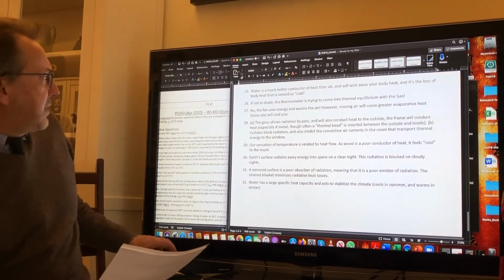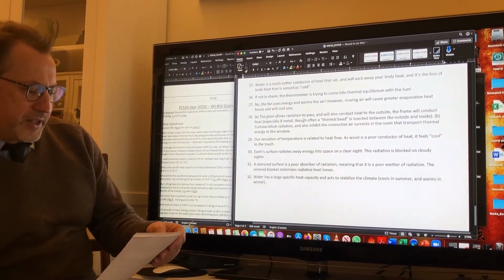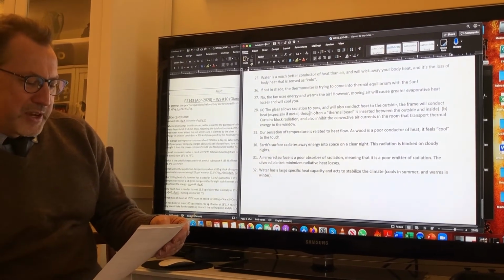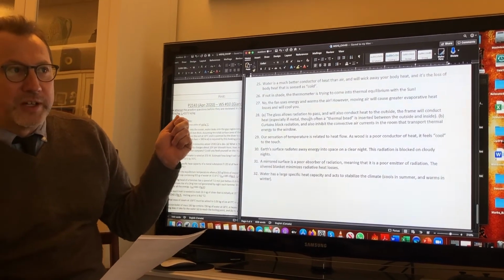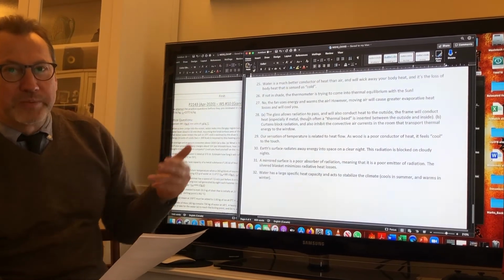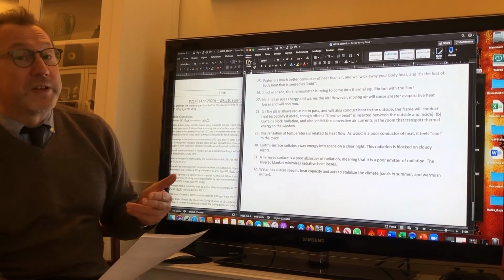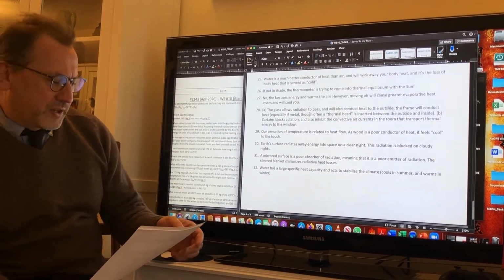Question 26. So I like these questions, hey? Explain why air temperature readings are always taken with a thermometer in the shade. Well, if you have the thermometer exposed to the sun, the thermometer is trying to come into thermal equilibrium with the sun, and it's not giving us the air temperature. So you want it in the shade, so it's actually giving us the temperature of the air.